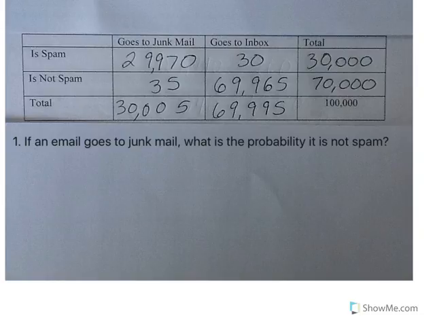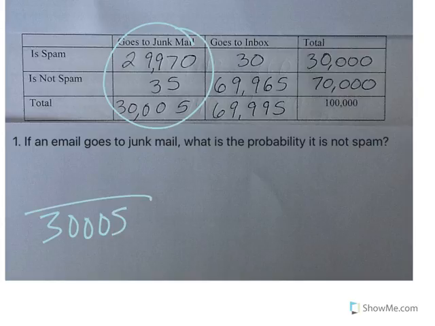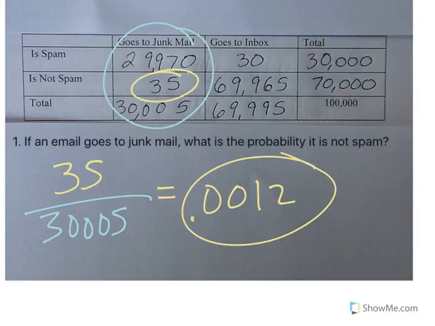So question number 1. If an email goes to junk mail, that's this column. That means my denominator is 30,005. What is the probability it is not spam? Well, here's the not spam. So 35 over 30,005 gives me 0.0012. This would be like our false positive. It's a small percentage, 0.12%, but it does happen.